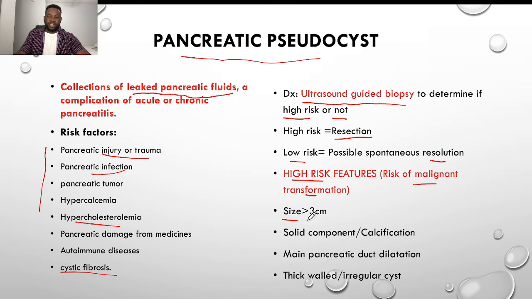So one, if the cyst is greater than 3 centimeters, it is high risk. If it has a solid component, if it is calcified, if the cyst involves the main pancreatic duct or is causing main pancreatic duct dilatation, it's high risk. And also if the walls are thick or irregular, that tells us that there's a potential for malignant transformation, and then we do surgical consult for such patients.